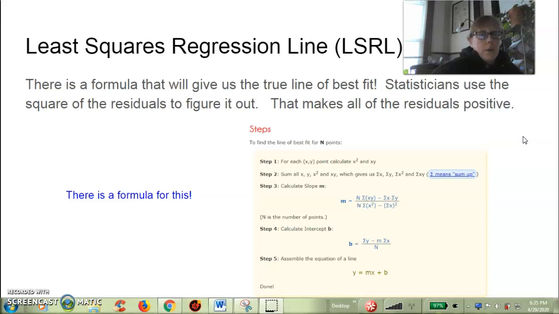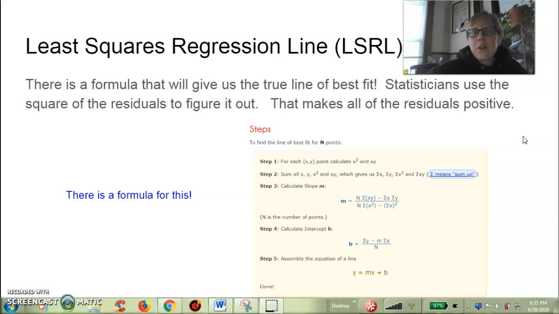You might wonder why they don't use absolute value. And the reason they don't use the absolute value of the residuals is that it can actually sometimes create a variety of lines. Again, I'm not going to get into that too much, but you will later when you eventually take some statistics classes, but just take my word for it for now. Using the squares of the residuals is more accurate than using the absolute value of the residuals.